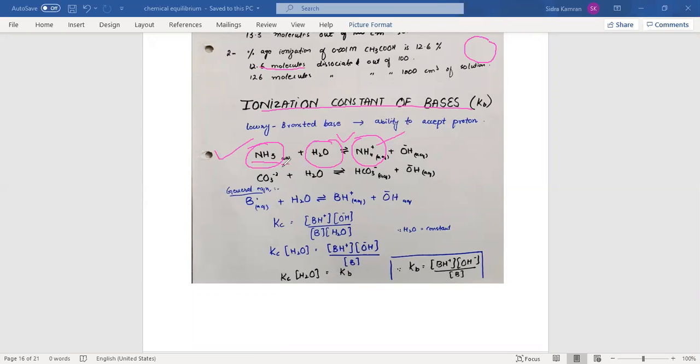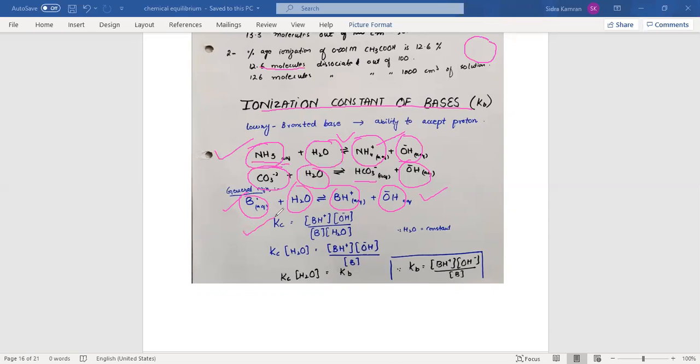Here you can see carbonate. This carbonate will take the proton from the water and become bicarbonate, and hydroxyl ion will be released in the medium. So bases accept the proton and acids donate the proton. So if we are going to write the general equation, B represents a base, water will lose the proton, the base will accept that proton, and OH- will be released in the medium.